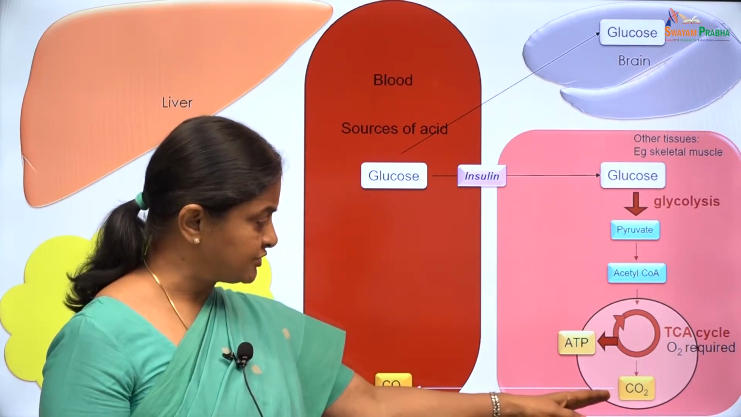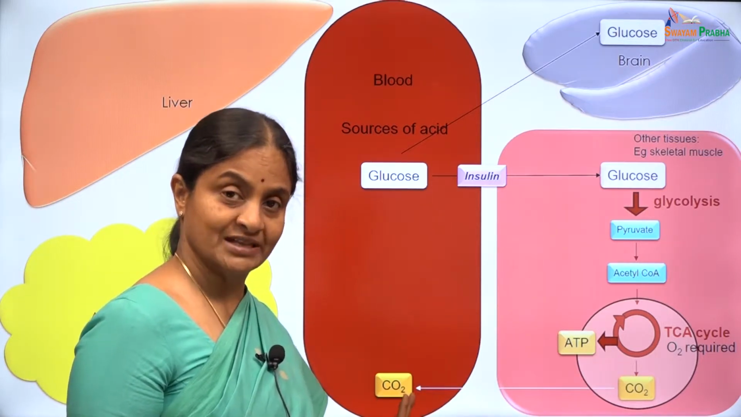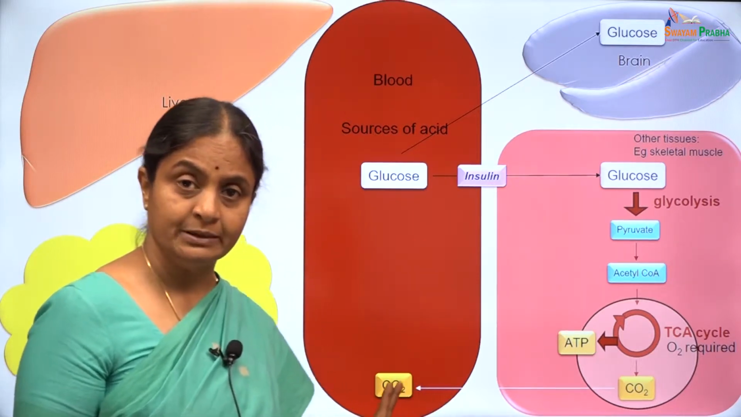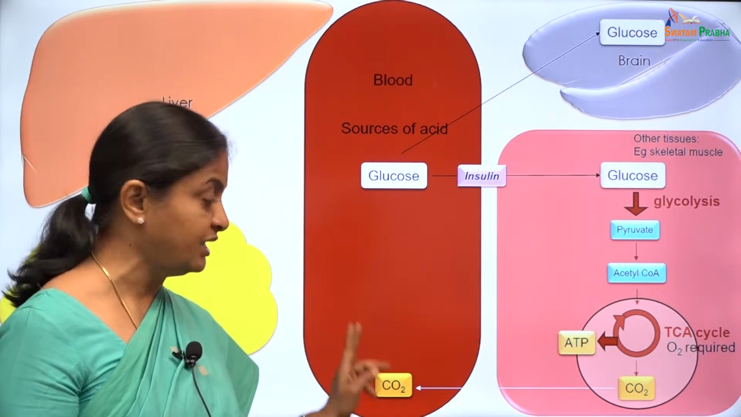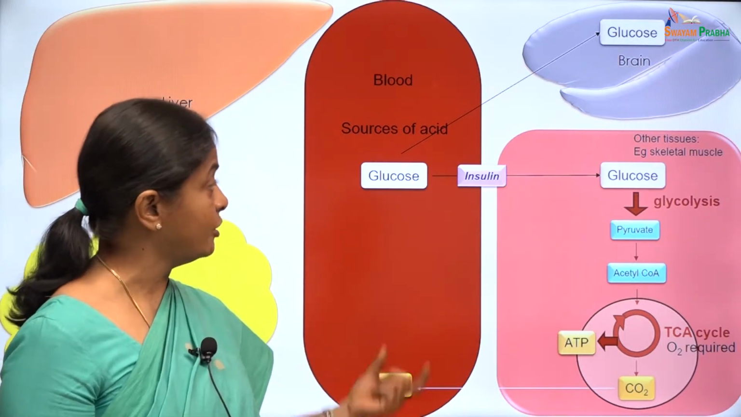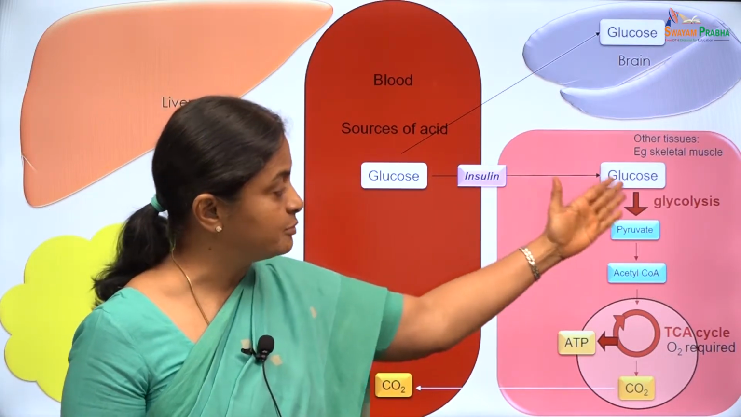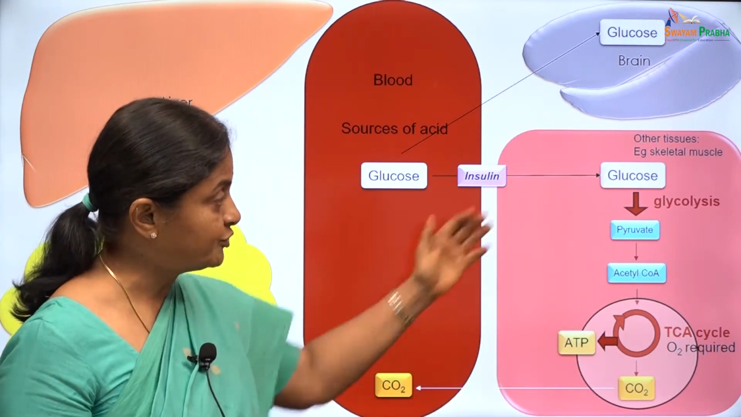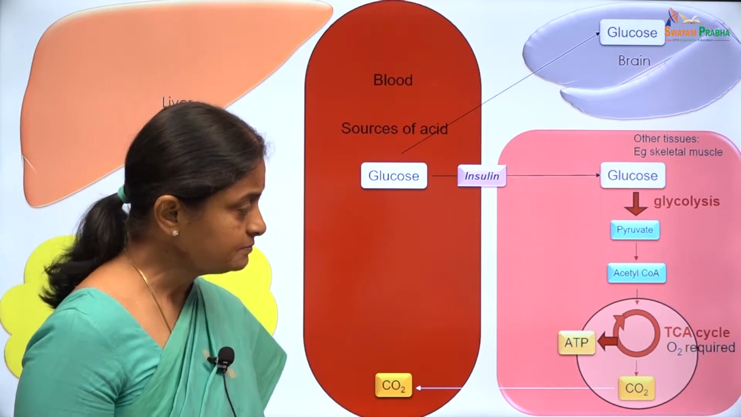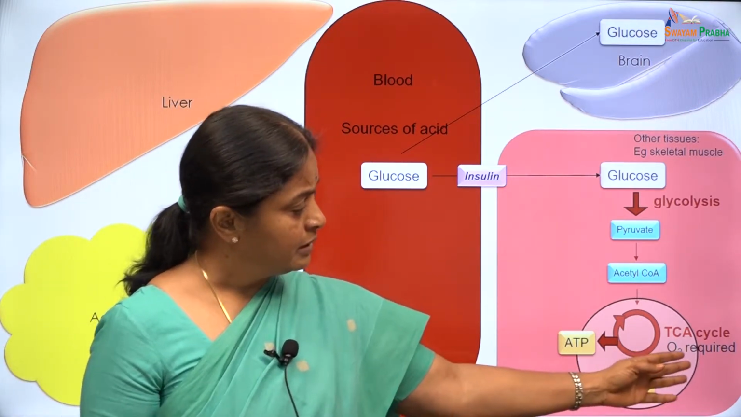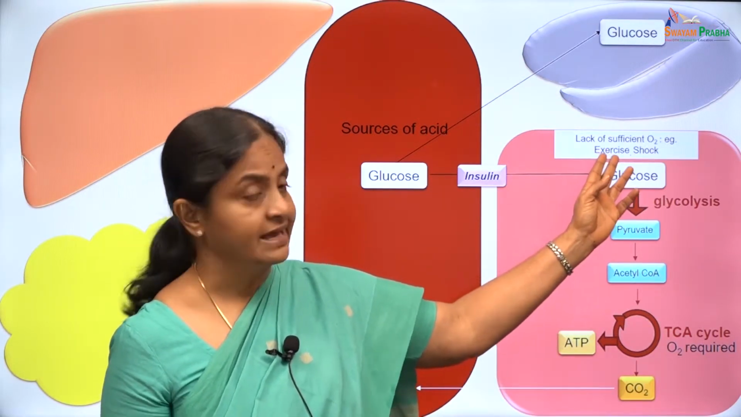The carbon dioxide that is formed during the process is put out into blood, and that is an important source of acid because carbon dioxide will combine with water to form carbonic acid, and carbonic acid will protonate to yield hydrogen ions. So, carbon dioxide is an important source of acid which comes up due to complete metabolism of glucose going through glycolysis and further through the citric acid cycle.